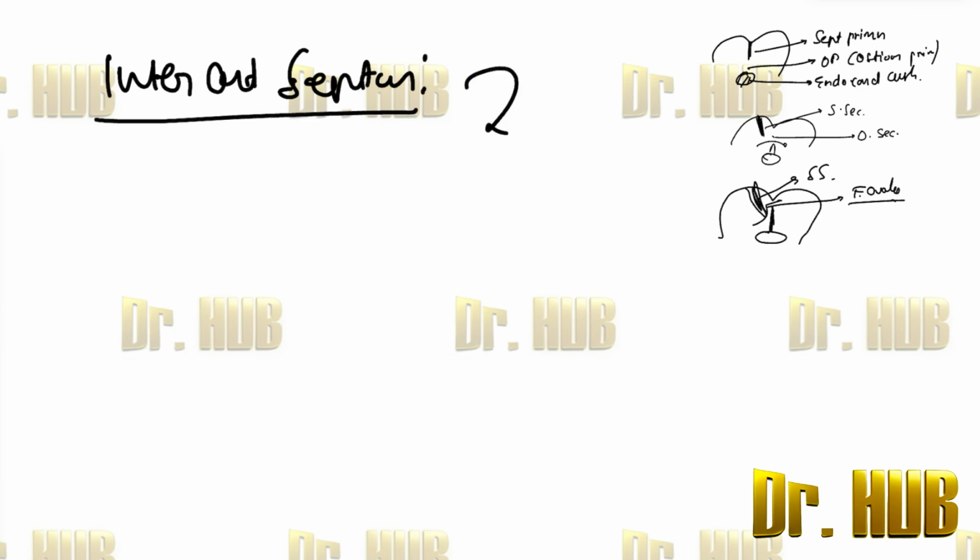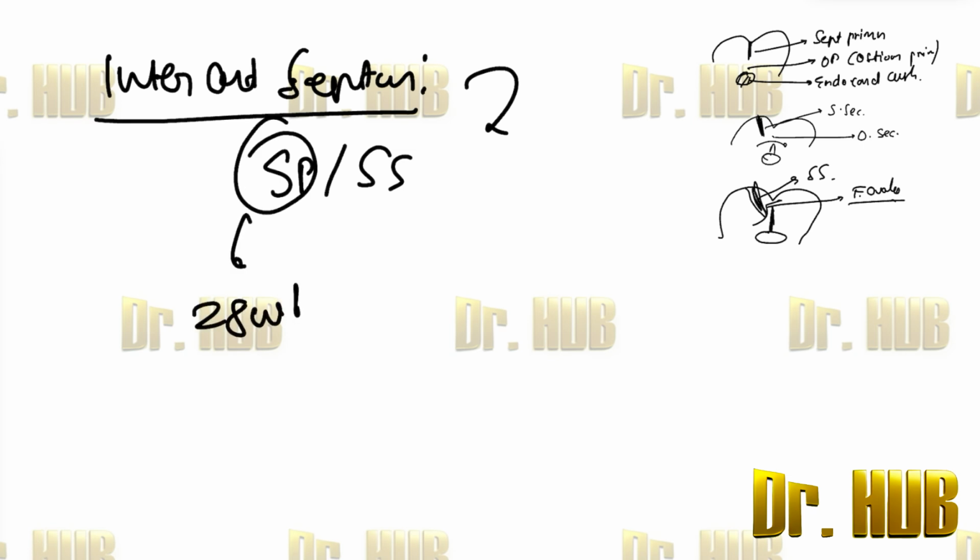So first, what are the procedures which are happening? So first is the intra-atrial septum. It develops from the septum primum as well as the septum secundum. Next is the septum primum. It begins to develop at the 28 weeks.